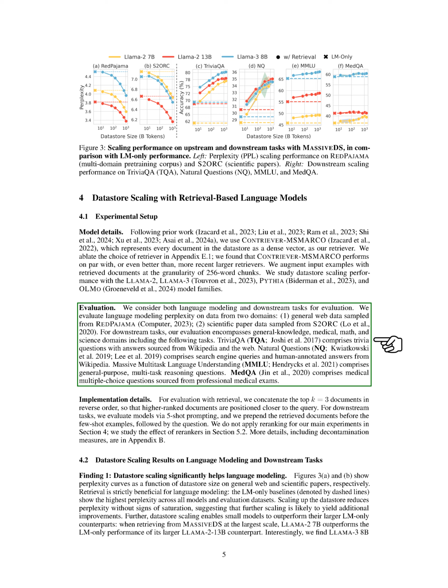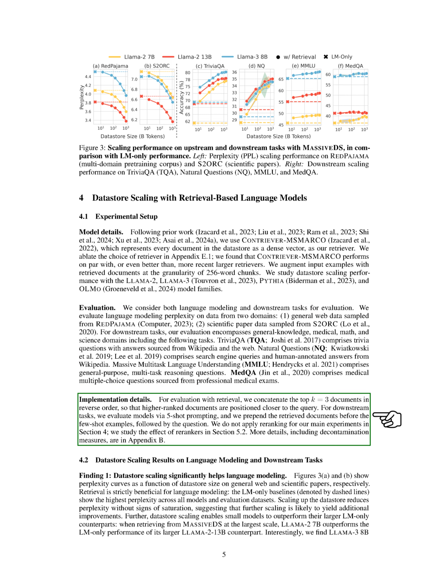Section: Implementation Details. In this section, we outline our implementation details. For our evaluation involving retrieval, we combine the top 18 documents in reverse order, ensuring that the higher-ranked documents are closer to the query. When assessing downstream tasks, we utilize a method called 5-shot prompting, where we place the retrieved documents before the few-shot examples, followed by the question.